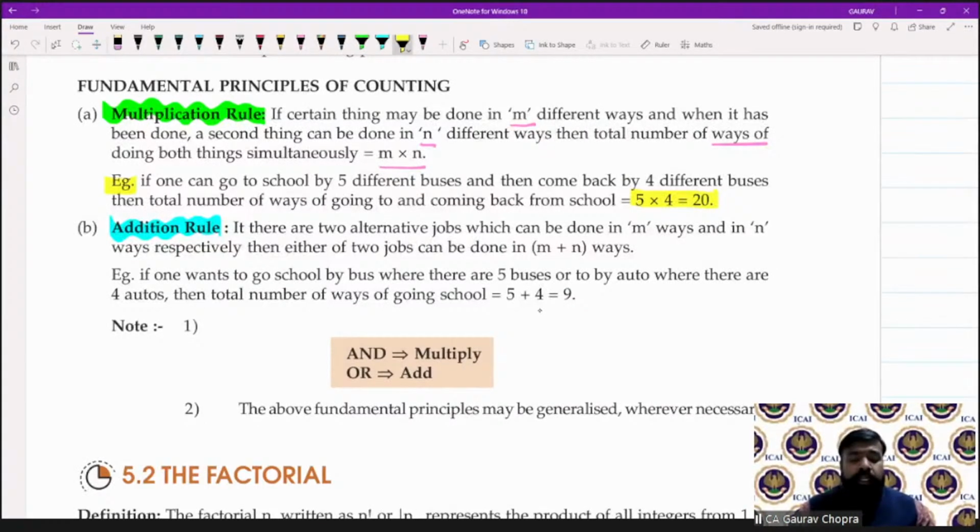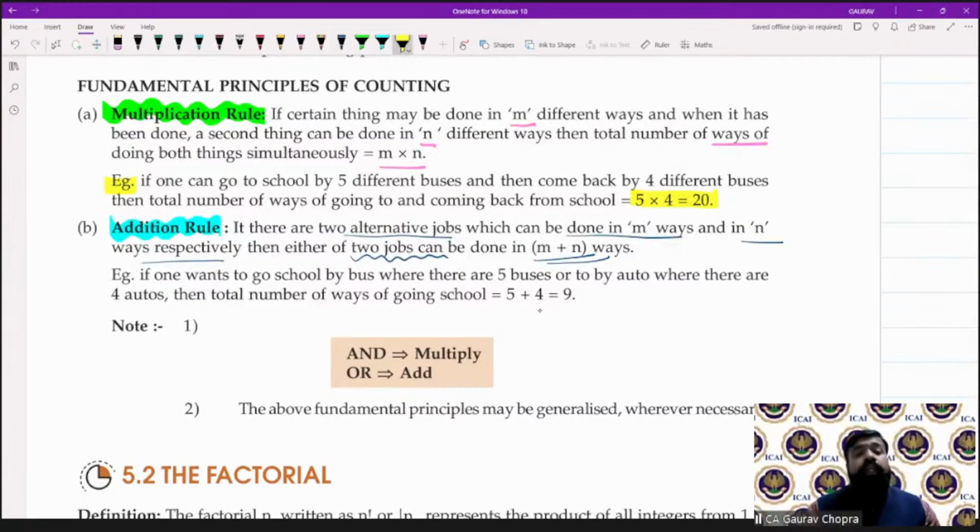Now let's talk about the addition rule. If there are 2 alternative jobs, either we have to perform the first one or the second one. When there is an option between them, either this or that, like we can go to school via bus or train, then we have to add them. So if there are 2 alternative jobs which can be done in m ways and in n ways respectively, then either of the 2 jobs can be done in m plus n ways. Let's take the example.